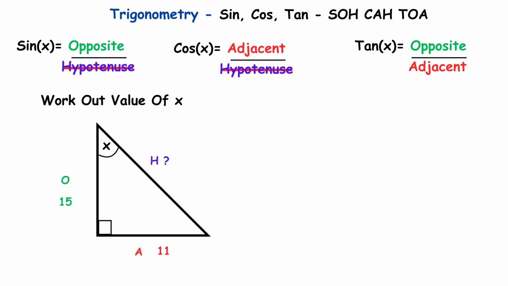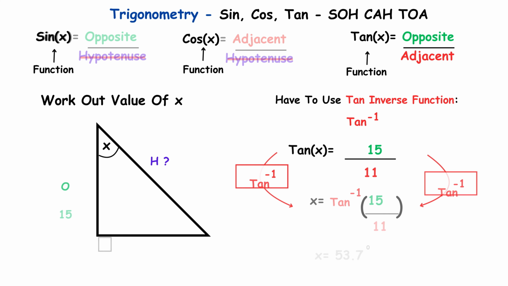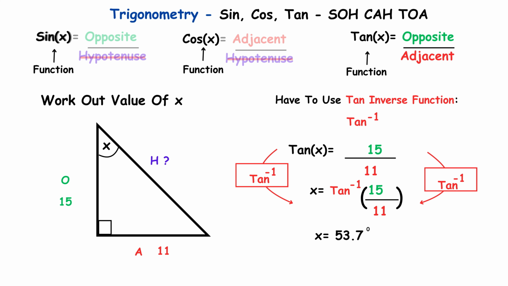So if we rewrite this out plugging in the values that we know, we get tangent x equals 15, the opposite, over 11, the adjacent. Now, solving this is actually a bit weird because sine, cosine, and tangent are all functions rather than numbers, and this means that we can't just divide both sides by tangent to get x by itself. Instead, we have to use the inverse tangent function, which is tangent to the power of -1, and on your calculator you can probably find it by pressing the shift button and then pressing the tangent button.